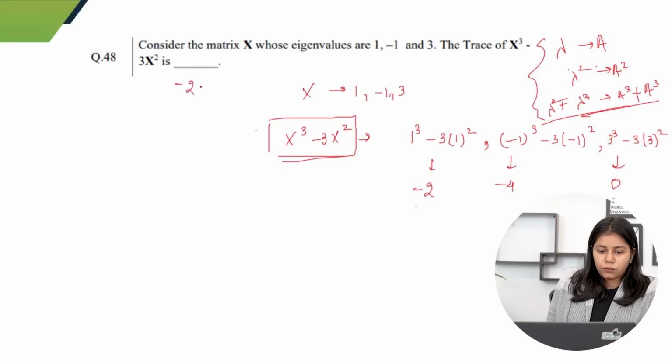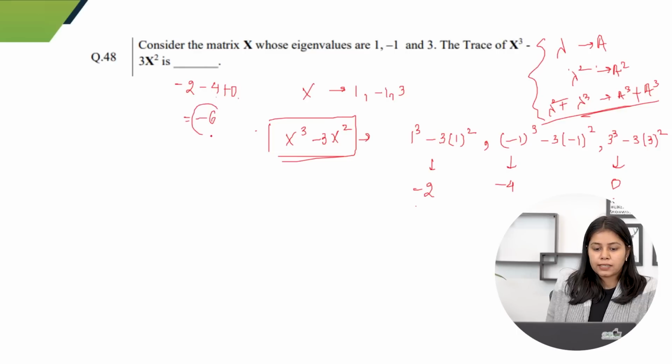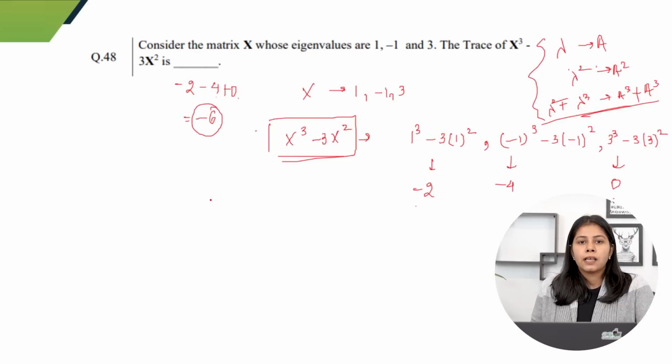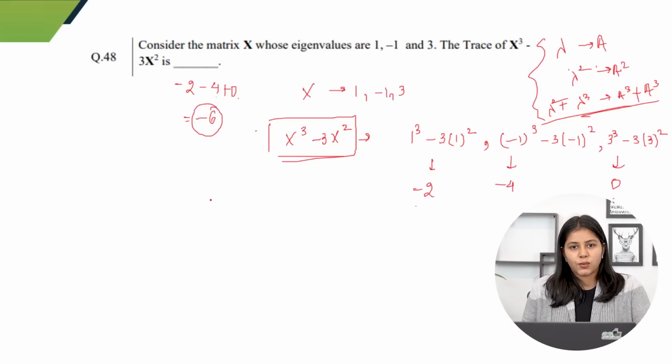So I have used that to find out a trace. So trace would be -2 plus -4 plus 0. That would give me -6 as a trace for this matrix x cube minus 3x square.